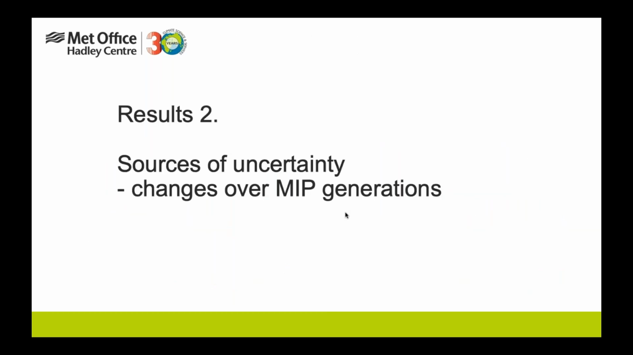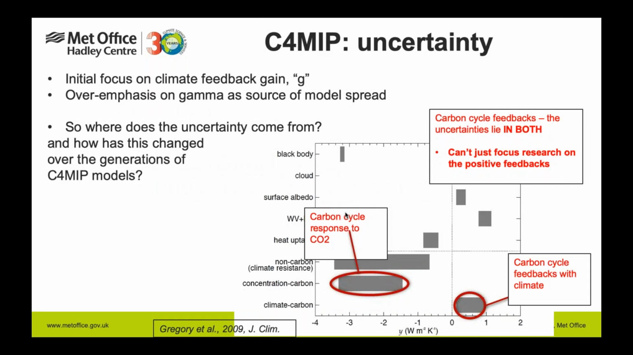Okay, so that was an overview of the results from C4MIP. Now I'm going to show some analysis digging a little bit into the sources of uncertainty in those feedback terms and how that's changed over MIP generations. This is some analysis I've been doing with Pierre Friedlingstein.